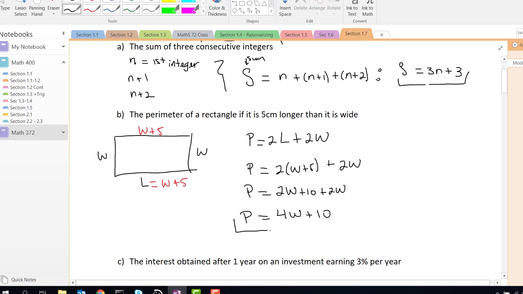So this will be the expression for the perimeter of this particular rectangle, right, where the length is 5 centimeters longer than it is wide. So as the length changes, your expression will change as well.